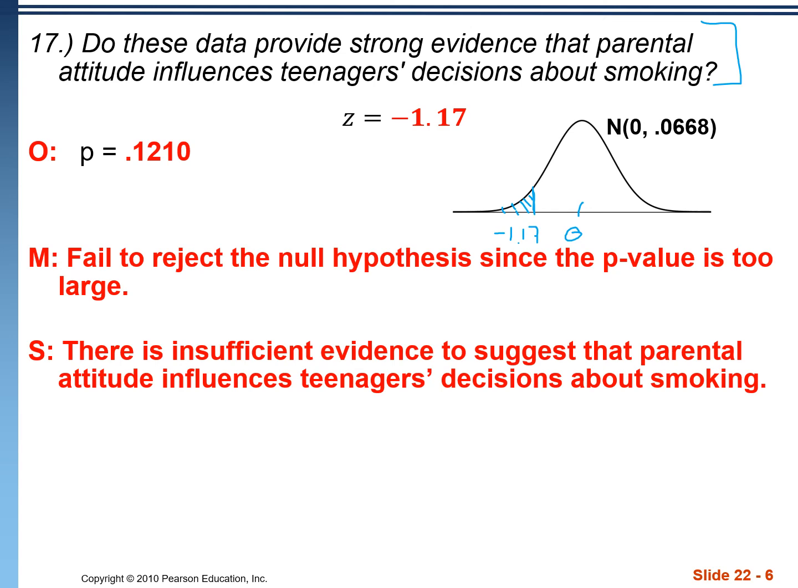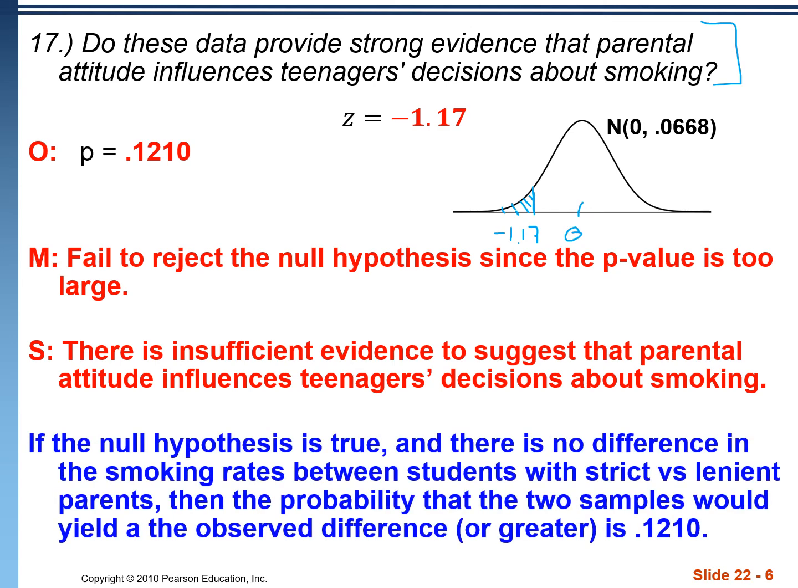One of the other parts in this question says interpret the p-value. If the null hypothesis is true, and there's no difference in the smoking rates between students with strict versus lenient parents, then the probability that the two samples would yield the observed difference or greater is 0.1210. So if there actually isn't a difference between the rate at which these students smoke, the probability that we would see the difference that we did in those two samples just from natural sampling variation is about 12%. That would happen 1 out of 8 times approximately. That's not unusual enough for us to say we reject the null hypothesis.